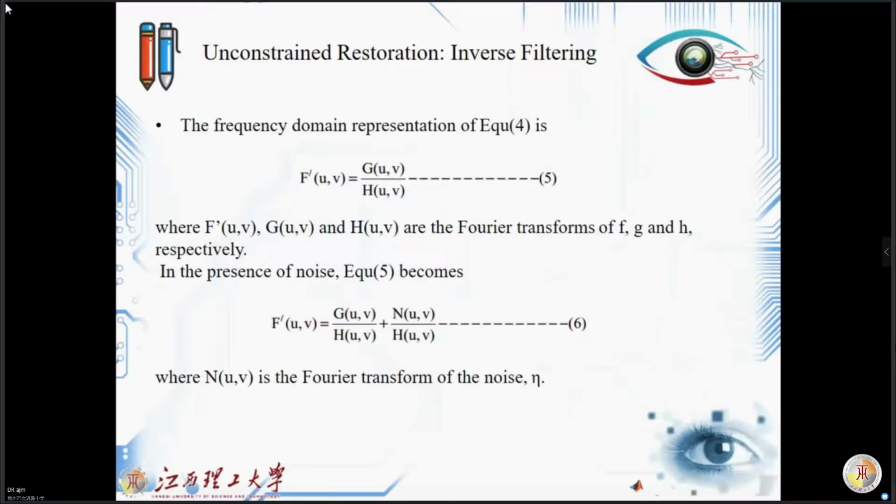Why Fourier transform? Because now we travel to the frequency domain from the time domain. In the presence of noise, if we add the noise to that, then again we can take the Fourier transform of eta, and then we have N(u,v) divided by H(u,v), a term which is added by taking the Fourier transform of the noise eta.